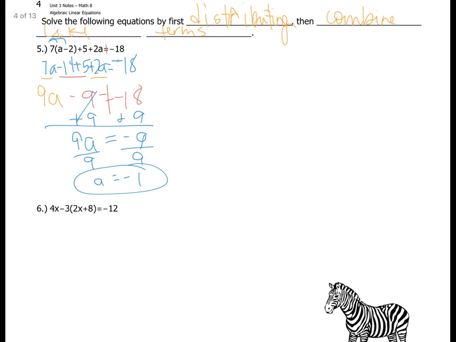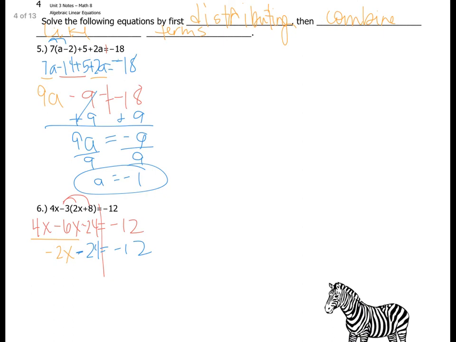Again, if you would like to pause and try it on your own, you can. So number 6, we're going to do distributive property first. This 4x needs to be brought straight down because it's not being distributed. Now negative 3 times 2x is negative 6x, and negative 3 times 8 is negative 24, and that all equals negative 12. Combine like terms. So 4x minus 6x is negative 2x, minus 24 equals negative 12.